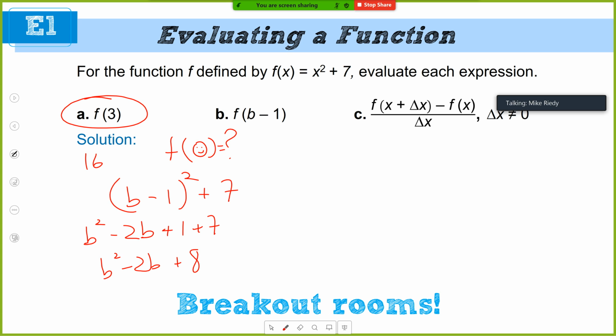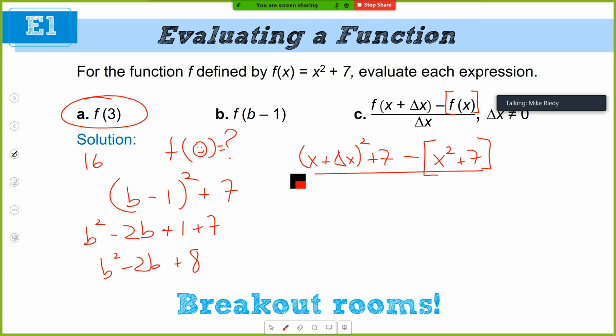So f of x plus delta x means go to the function, wherever you see an x, put in x plus delta x. (x plus delta x) quantity squared plus 7 minus. Now, I didn't include it in the original problem, but there should be brackets around that. And that bracket is incredibly important for what we're going to do in the future, because that minus sign is there. Without the brackets, you'll forget to distribute the minus sign. So that's step 1. Do you understand the concept of the notation to plug into the function?